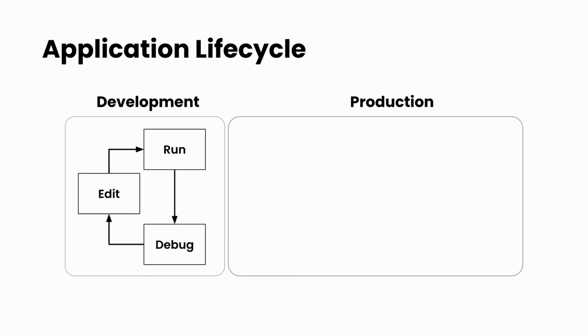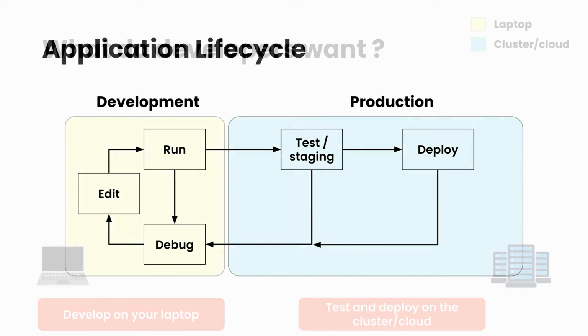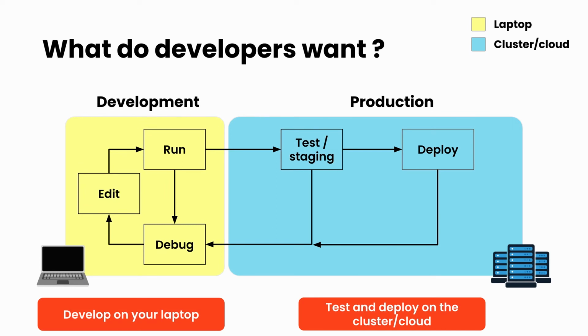Once we are satisfied, we merge the code and push the application to staging, where more tests are performed. If tests fail, we go back and debug the code. If the tests pass, the application is then deployed in production. Now, ideally, what a developer wants is to do her development on the laptop. Indeed, the vast majority of developers still do most of their work on their laptops, as they have access to a wealth of familiar yet powerful tools and frameworks.